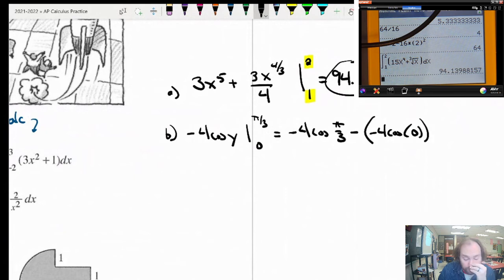This is as far as your unit circle knowledge needs to go when it comes to doing calculus, so don't worry about that so much as long as you got it. Cosine of pi over 3 is 1/2, so this is -4 over 2. And cosine of 0 is 1, so plus 4. So that ends up being -2 plus 4, which is 2. That's the answer. Pretty easy to do without a calculator.